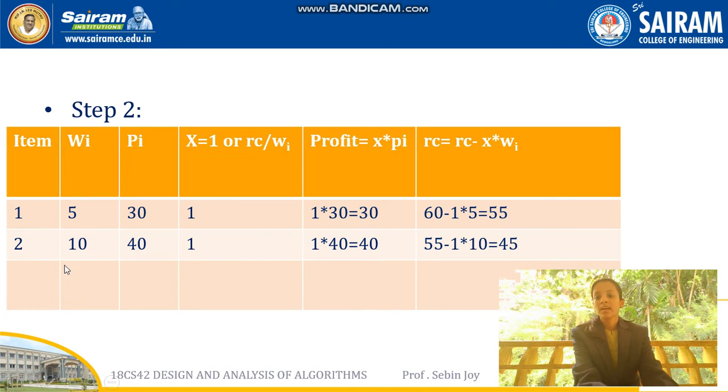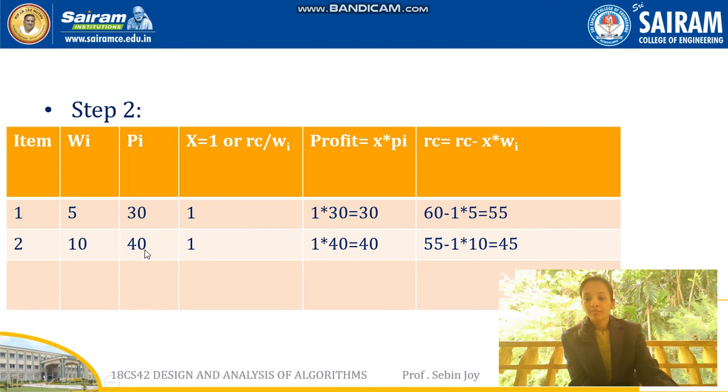The next item has weight 10 and profit 40. We are not taking the actual item number here. We take the next item after sorting the elements in decreasing order. That is the main thing you have to remember when filling the table. Here item 2 doesn't mean item I2, but the second item which comes after arranging the items in decreasing order of Pi by Wi.